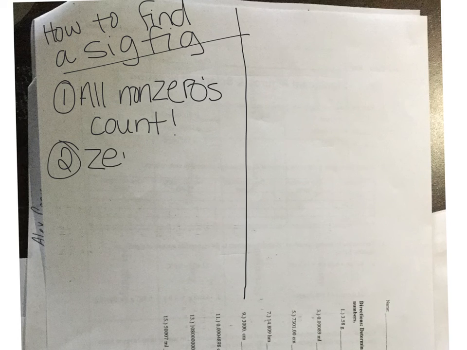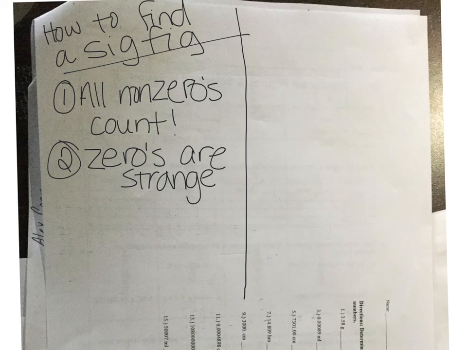Then we have zeros. Zeros are strange, and that's because they have their own set of rules. Okay, so your first rule for your zeros: sandwich zeros count. Okay, can anyone raise their hand and tell me what they think a sandwich zero is? Yes. Perfect, exactly. A 0 between 2 non-zeros, okay?